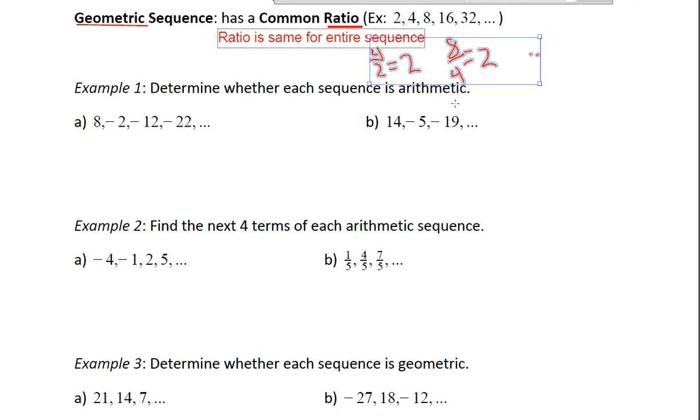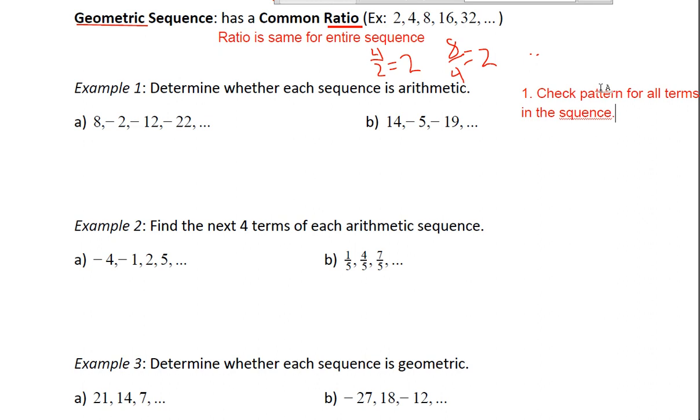Alright, so here are the types of problems you're going to be asked to solve. Determine whether each sequence is arithmetic. Arithmetic meaning it has to be adding and subtracting. So for our instructions, number 1, we will check the pattern for all the terms in the sequence. It has to be all the terms.